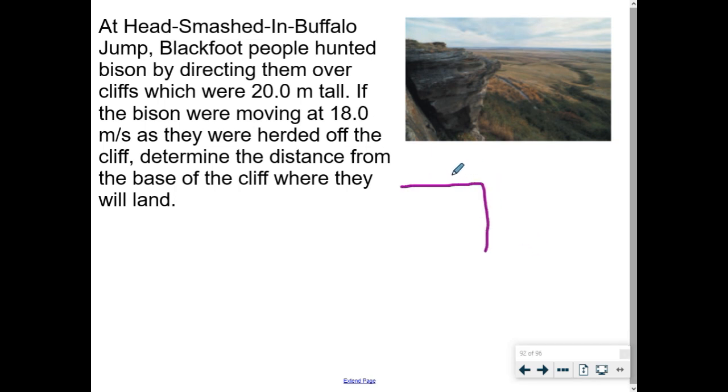Here's the cliff. The bison, just like Wile E. Coyote, don't just hover in the air. They eventually start to fall, and they're going to land and crash. And that's how they killed them, by herding them over this cliff. And so here's what I'm going to tell you. I'm going to tell you the initial velocity they were traveling at. I'm also going to tell you the distance in the air they were. And we're going to try to calculate the distance that they landed away from the cliff.